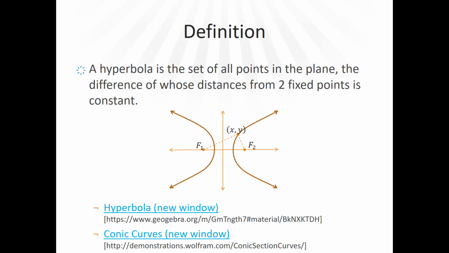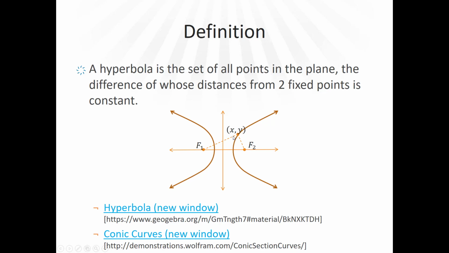So let's first define what a hyperbola is. It's the set of all the points in the xy plane for whom the difference of their distances from two fixed points is constant. So remember, with ellipses it was the sum of their distances. Now we're looking at the difference in their distances.